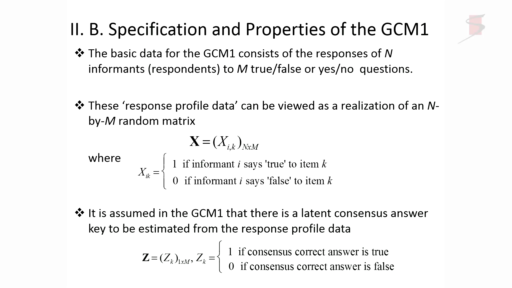So let's take a look at the specification of this first model. Here we have the response profile matrix in which the random variable x_ik is 1 if informant i says true to item k, 0 otherwise. And now these are parameters in the model. This is the answer key. Z_k is the latent answer to question k, and they're treated as parameters. They're not treated as things that we know a priori.